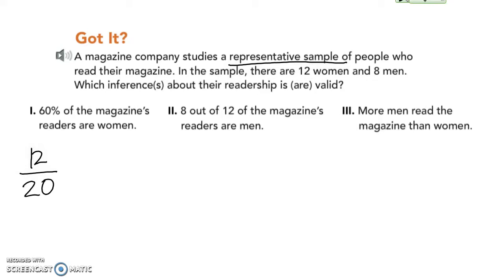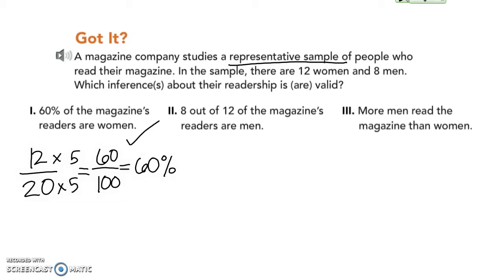12 divided by 20, or we could even times 5. Times 5, because we want to convert to a percent. I want 100 out of 100. And what's 12 times 5? 60. So 60 out of 100, which is 60% of the magazine's readers are women. Yes, that is a valid inference.